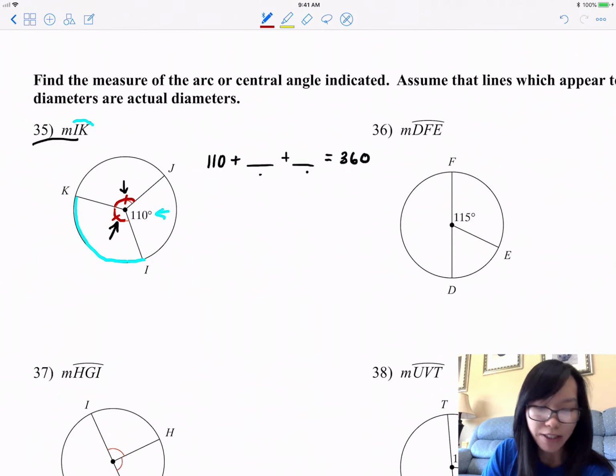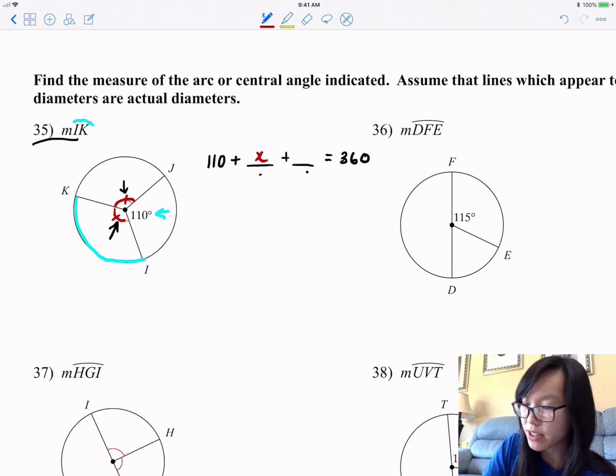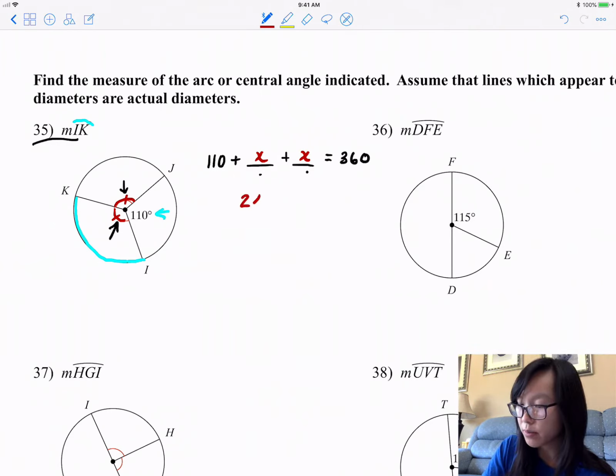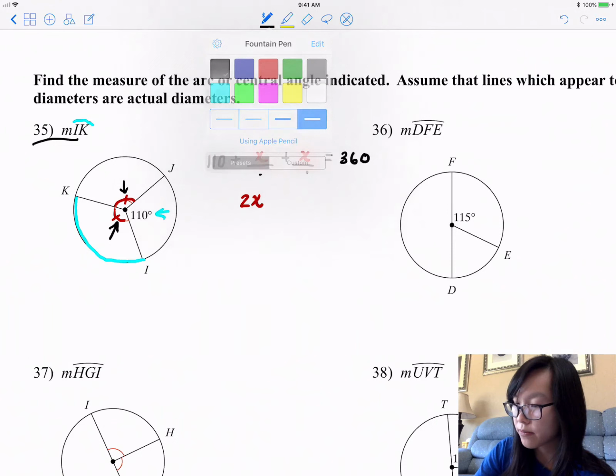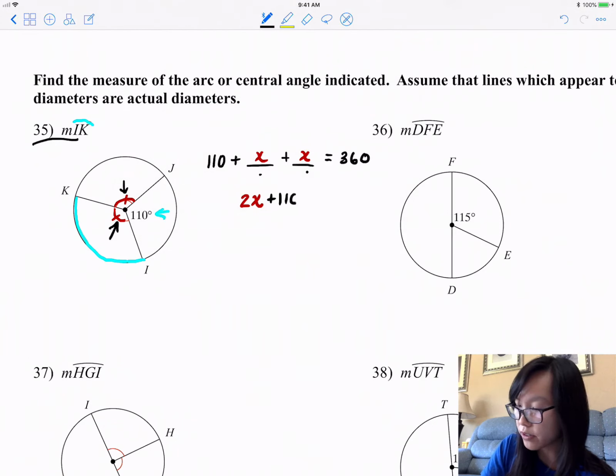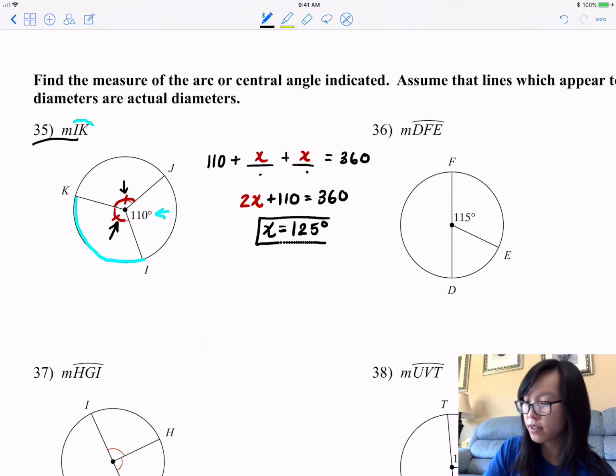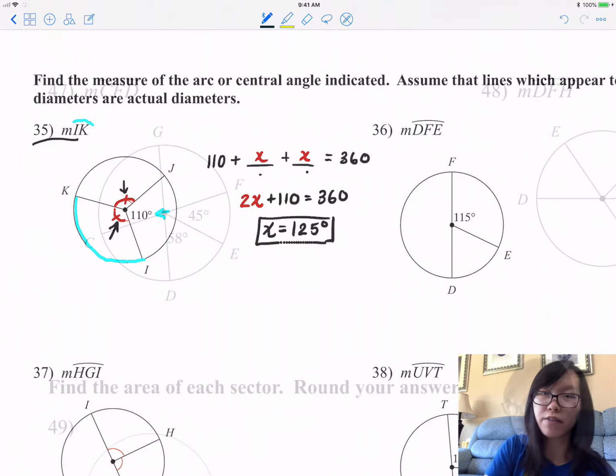And if they're the same length, that means we can represent them as the same letter. Let's just call it x. You can now set it up as an equation, 2x plus 110. Sorry if I switched them. It's the same idea. Is 360. You can then solve it like a normal algebraic equation, and you should get x equals 125 degrees. And you are hunky-dory and fabulous.